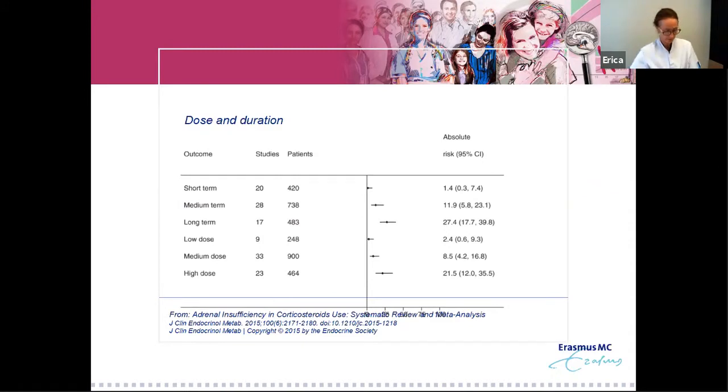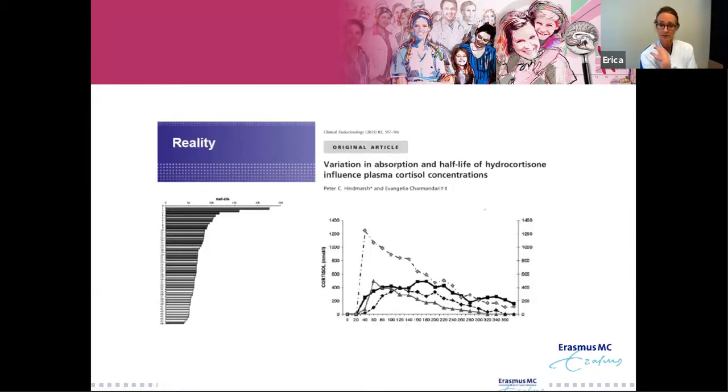The second thing that you should look at in your patient is dose and duration. In this study, they divided the patients in those who used it short term, shorter than 1 month, or long term, longer than 3 months. And here you see the risk of adrenal insufficiency. In short term, the risk is very low, only 1% of patients. But in long term, the risk is almost 1 in 3. So it means the higher the dose, the longer you use, the higher the risk of adrenal insufficiency.